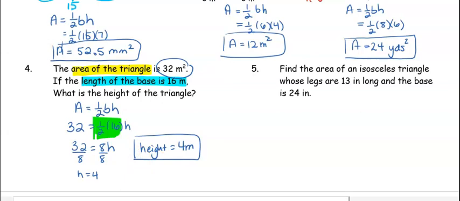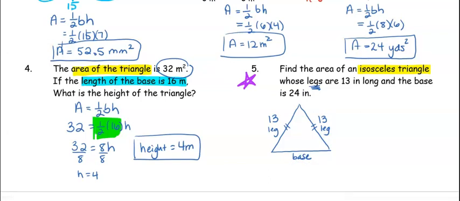Last one. So for this last one, let's put a star by this. We've got a lot of information going on in this one. The area of an isosceles triangle. Okay, so we think about what we know about an isosceles triangle. In an isosceles triangle, we have congruent legs. So when it says the legs are 13, that vocab word tells me that this is 13 and this is 13. The legs are the congruent pieces. The base is the non-congruent piece. So then it tells us that the legs are 13 and the base is 24.